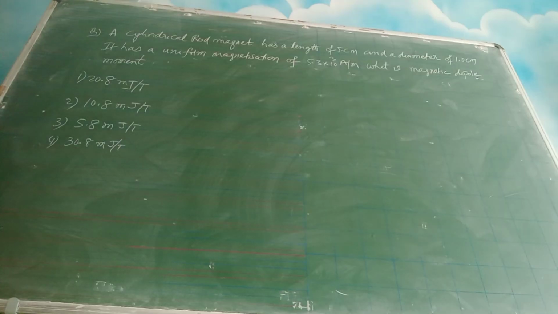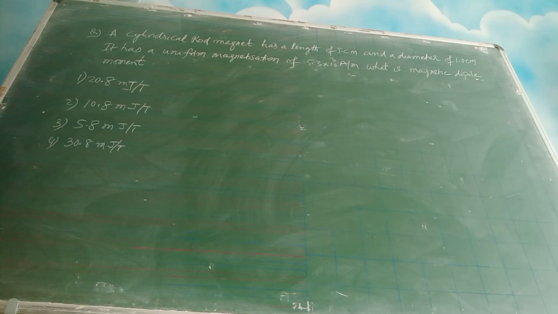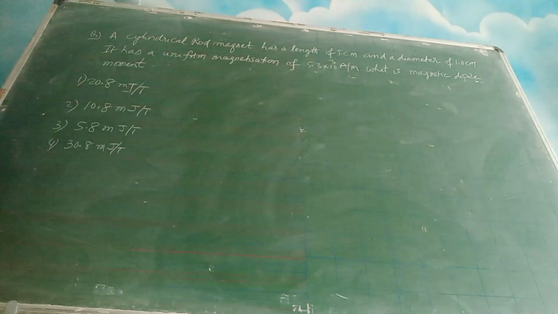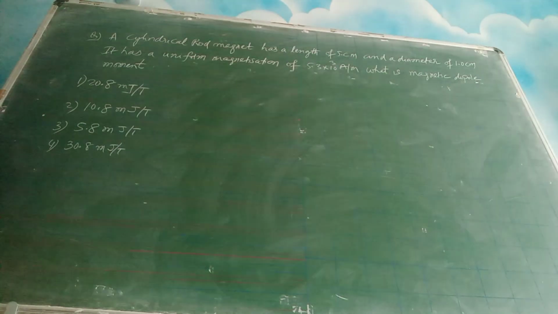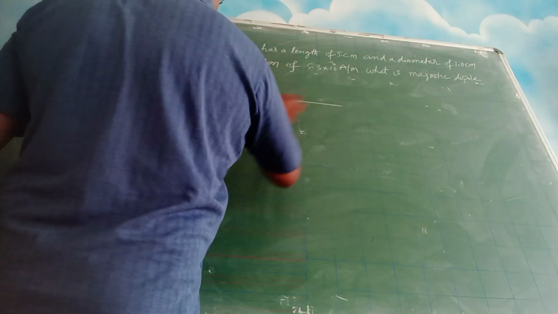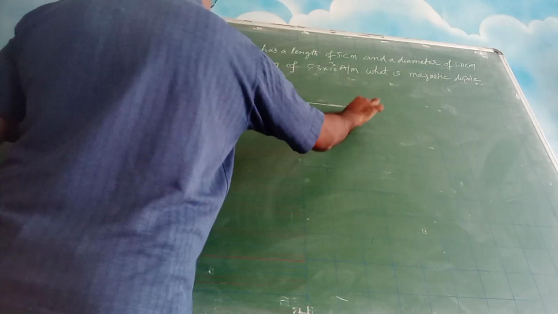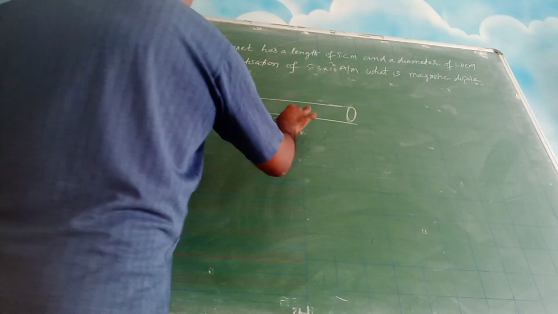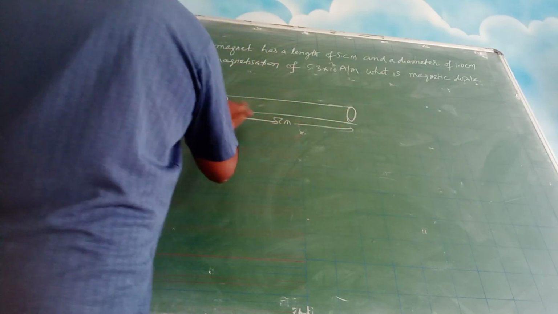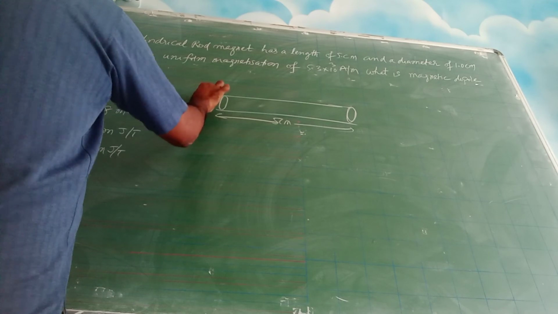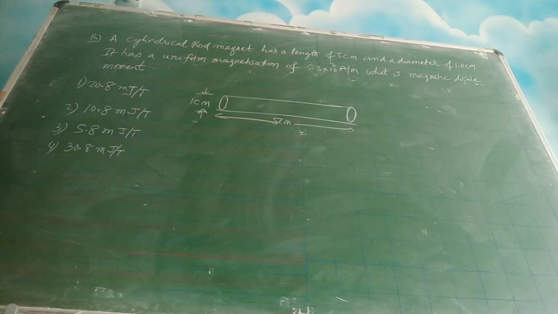Next question. A cylindrical rod magnet has a length of 5 cm and a diameter of 1 cm. It has a uniform magnetization of 5.3 into 10 power 3 amperes per meter. What is the magnetic dipole moment? So they have given you a cylindrical rod of configuration like this. They have given you this length as 5 centimeter and this diameter is given as 1 centimeter. What is uniform magnetization?